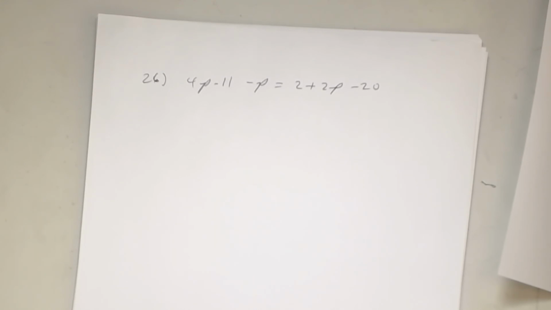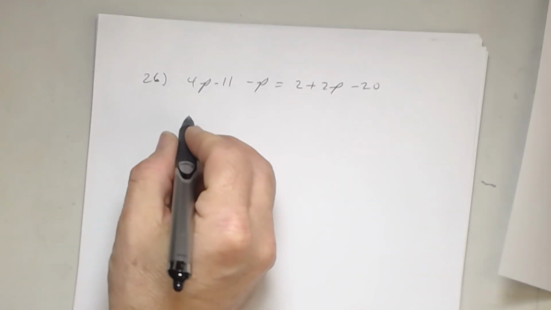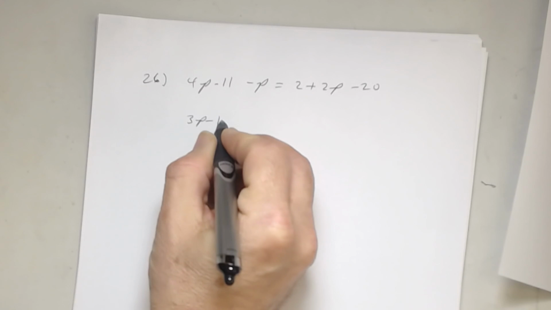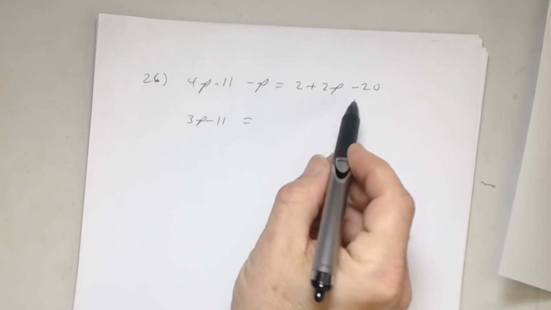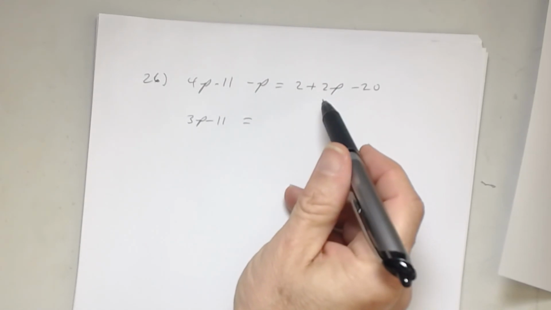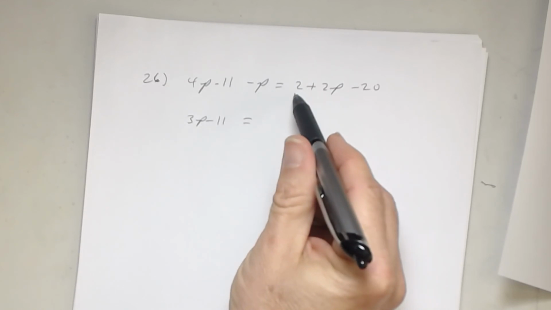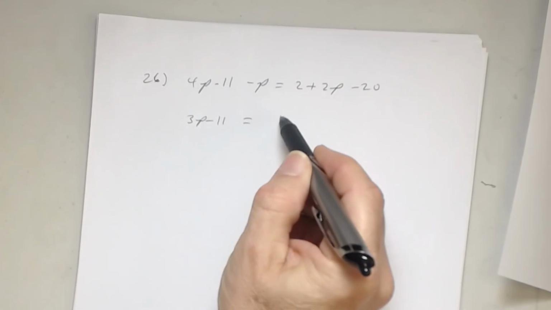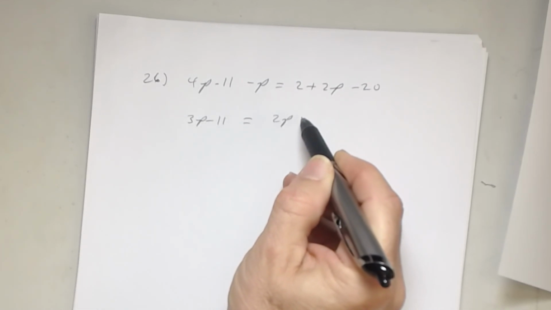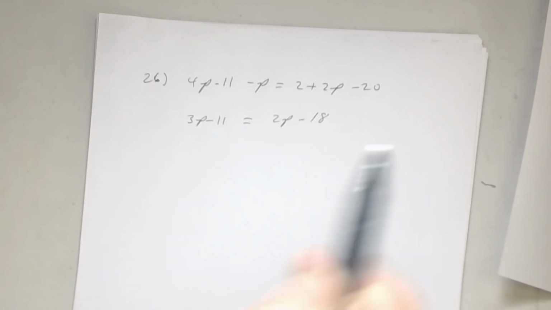So let's do the left first. On the left side, I can combine which terms? 4p and negative p. All right, what's 4p and a negative p? 3p. So I get 3p minus 11, right? On this side, I can combine what? What are those terms called right here? Constants. So I get 2p and a what? Minus 18. Okay.